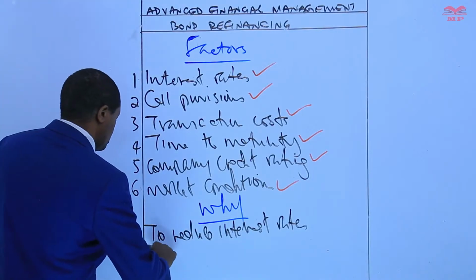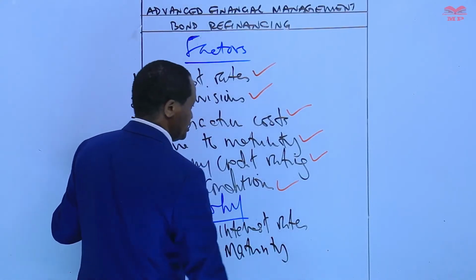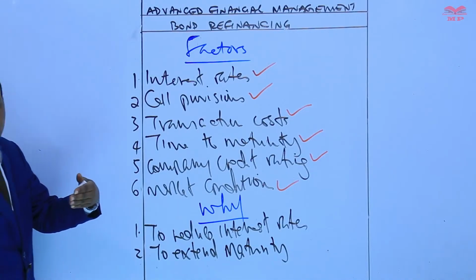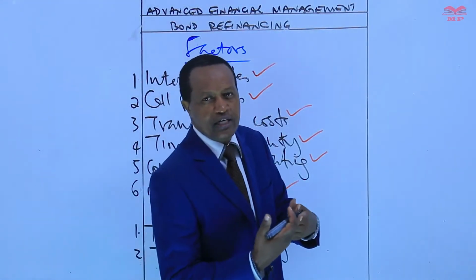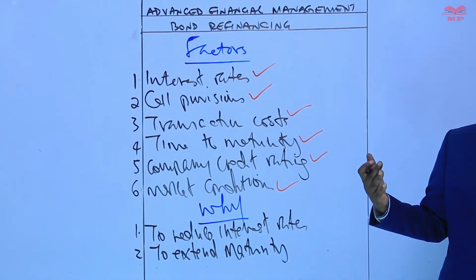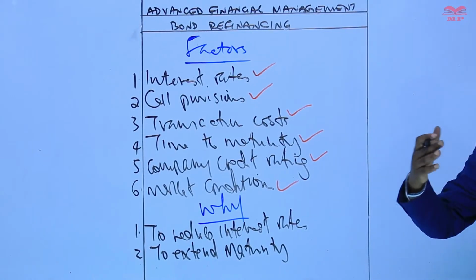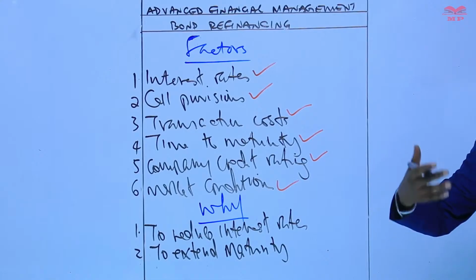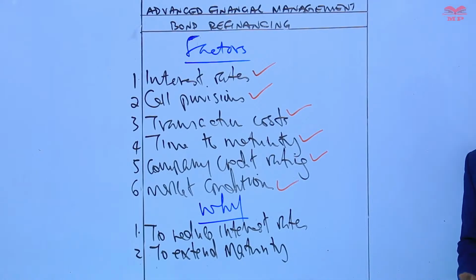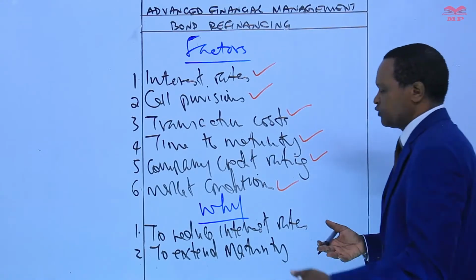The second reason is to extend maturity. Refinancing can be used to push back the maturity date of debt. And that provides the company with more time to repay the debt, which may improve its cash flow and its financial flexibility. And that is especially beneficial if the company anticipates future cash flow challenges.